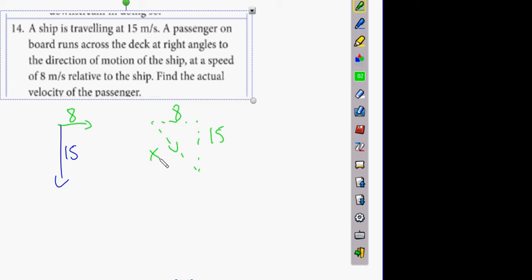So x squared equals 8 squared plus 15 squared. And what do you get here? 64 plus 225 gives us 289. x equals 17. Okay.